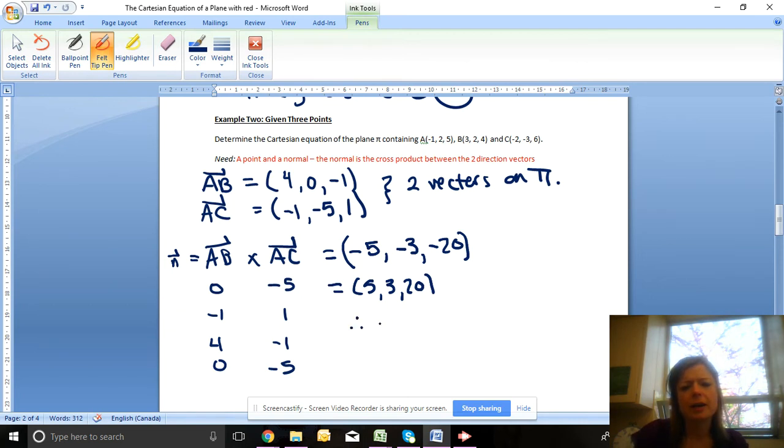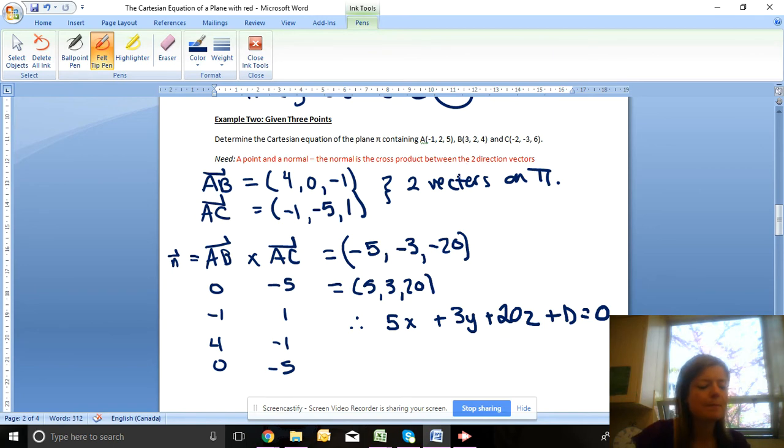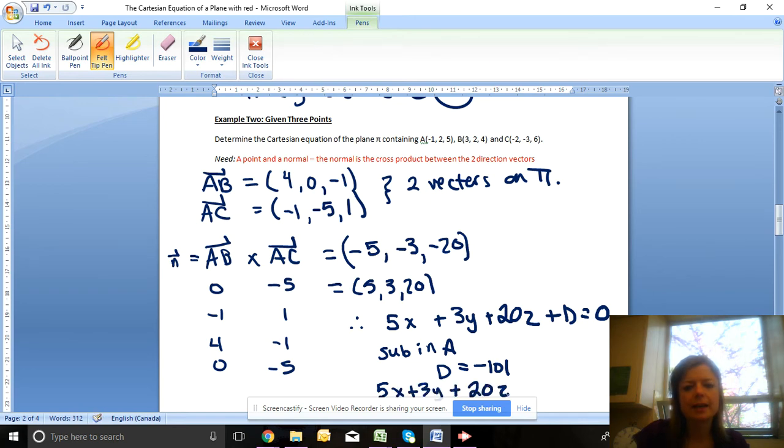So therefore, we would have 5x + 3y + 20z + D = 0. Now we can sub in any of these 3 points. It doesn't matter which one, and we can solve for D. So I subbed in A, and you can solve for D, and you get that D is equal to -101. So your final solution then is 5x + 3y + 20z - 101 = 0.